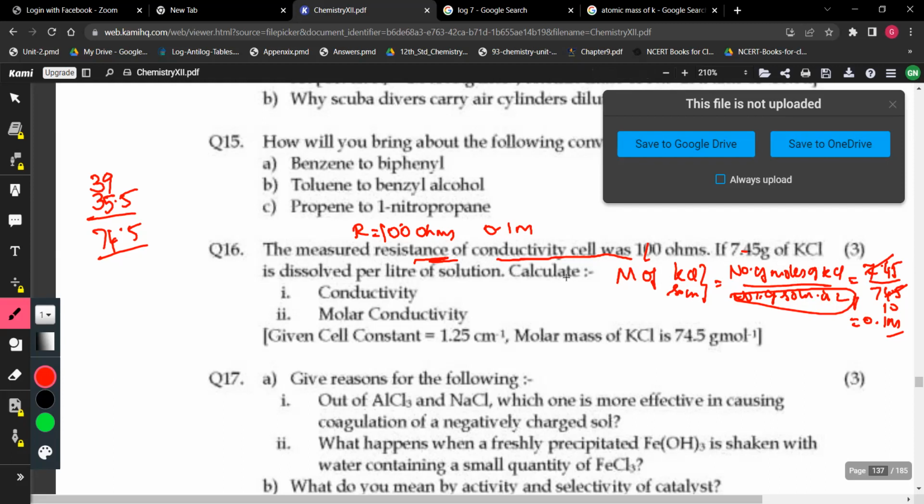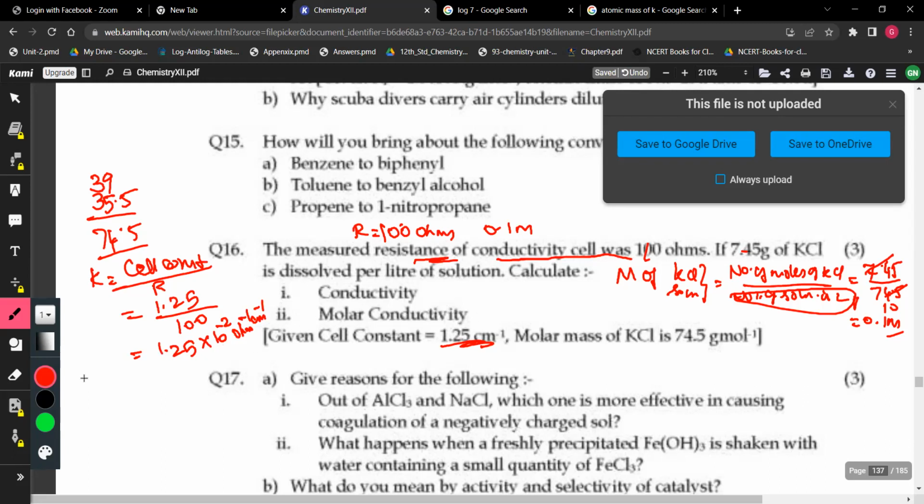Okay? Calculate conductivity. What is the formula for conductivity? Cell constant is given. Conductivity kappa is equal to cell constant by resistance. What is the cell constant value? 1.25. Resistance is what? 100. Cell constant is 1.25, so conductivity is 1.25 into 10 power minus 2 ohm inverse centimeter inverse.